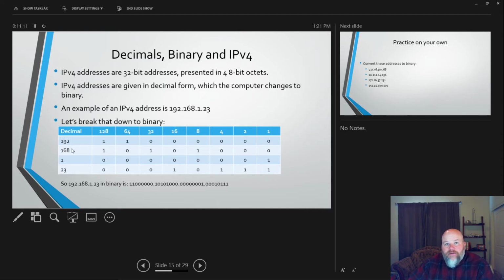1. 1 is an easy one. We can just look down here and say, okay, well, value of 1, it's all zeros, 1.